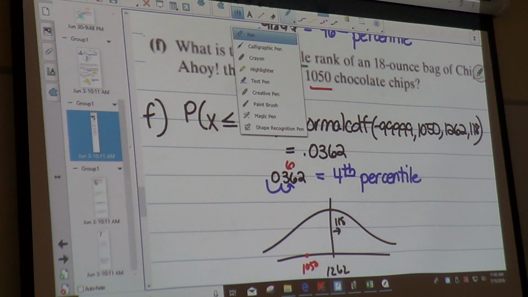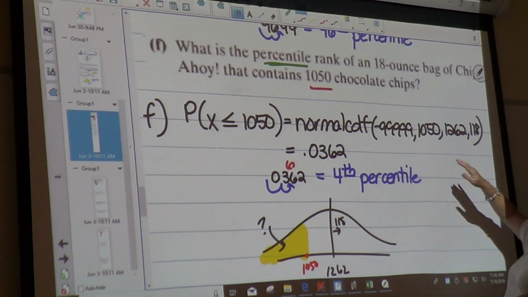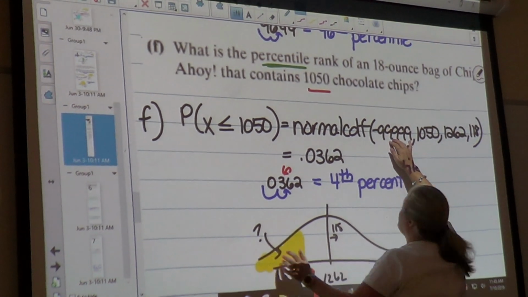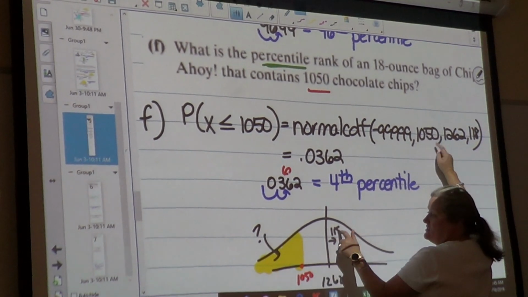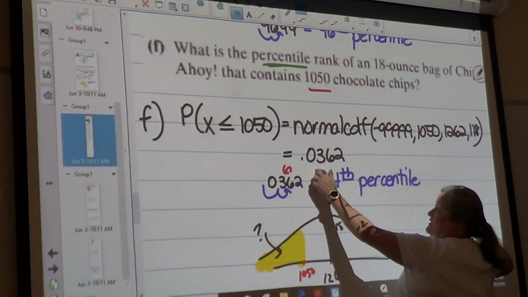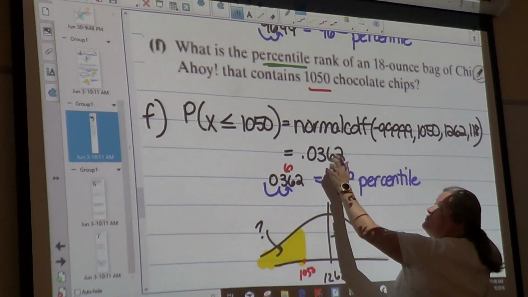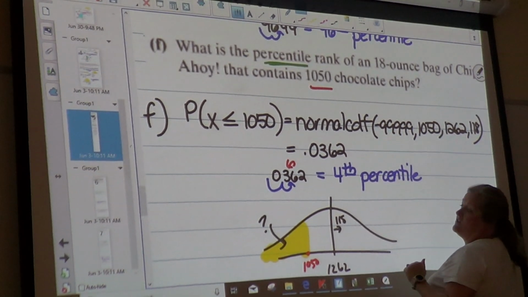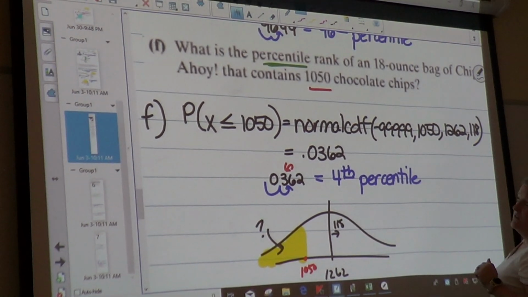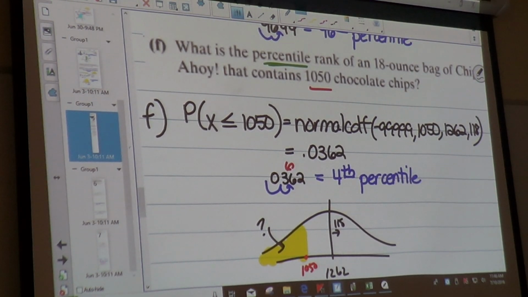Percentile means shade below. So we are doing the shade below, and we want to know what the shade below is. So we're doing normal CDF, the negative 999 to the 1050, 1262, mean, standard deviation. This book must do rounding up. I've never seen a book do that, but this book does rounding up. So you are going to round up and use the rules of rounding. So this will be the 4th percentile. We good? We've done those to death.